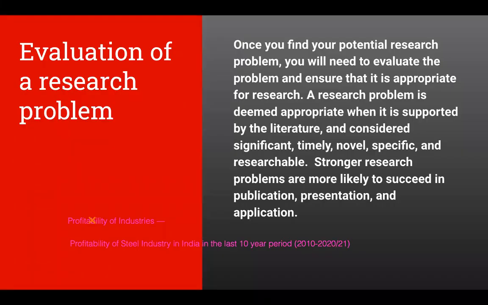Evaluation of a research problem. एक बार मैंने potential idea evaluate किया, then I will ensure that it is appropriate for research. अभी a research problem is deemed appropriate only when it is supported by review of literature and it is considered significant. It has to be important, vital. आलतू फालतू चीज़ों में बाजू वाले के घर में क्यों टीवी नहीं चल रहा है, it is not my concern. That is not even going to add to any stock of knowledge, right? It just is a gossip.